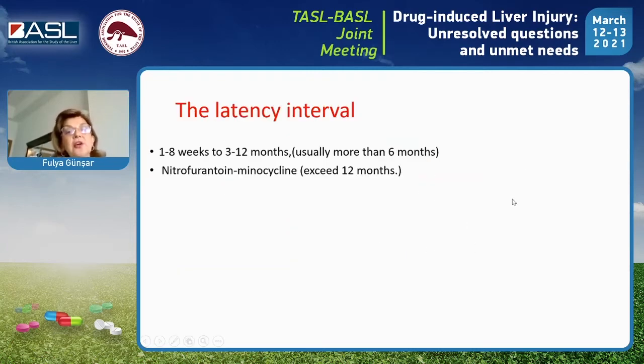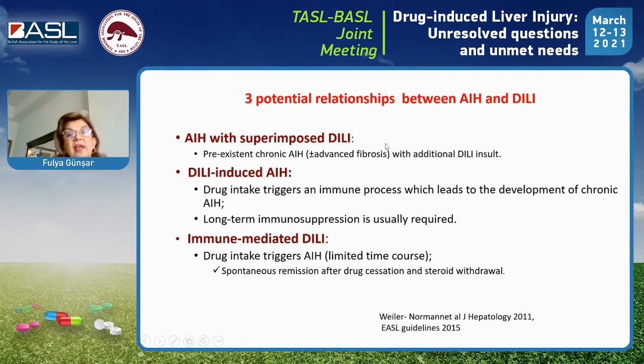For this scenario, the latency interval ranges from 1 to 8 weeks to 3 to 12 months, usually more than 6 months. For nitrofurantoin and minocycline, it usually exceeds 12 months. There are nearly 3 potential relationships between autoimmune hepatitis and DILI according to the Aithal guidelines.